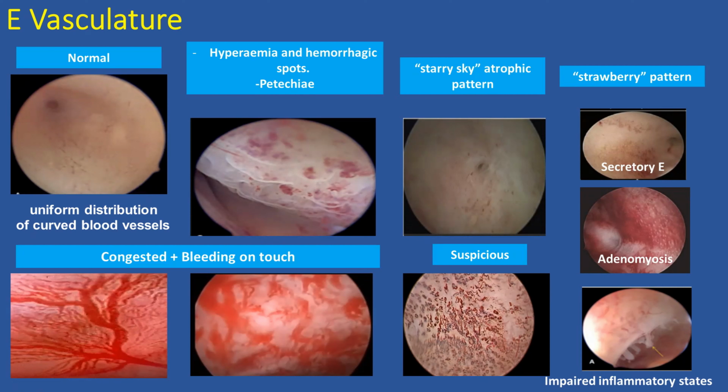In most cases, you see normal vasculature as curved blood vessels uniformly distributed. This is normal, but sometimes it is hyperemic with hemorrhagic spots, sometimes congested with bleeding on touch, as seen on these photos. And sometimes atrophic endometrium is seen with scanty blood vessels, starry sky appearance, or strawberry appearance, which is due to gland openings prominence among congested endometrium. This can be a part of secretory endometrium, can be a part of adenomyosis if you find other hysteroscopic findings of adenomyosis, or can be a part of inflammation. And lastly, you can see suspicious blood vessels.